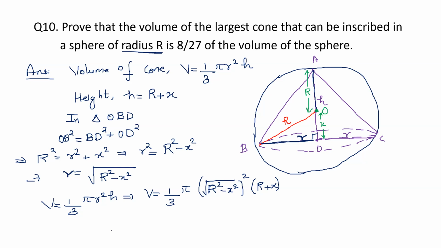So I will open this bracket also. So we will get V is equal to 1/3 pi, here you have R square minus X square, and here you have R plus X. Now please differentiate it and share the critical points with me.